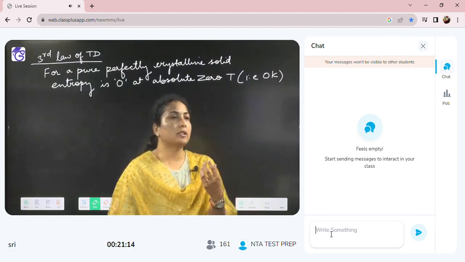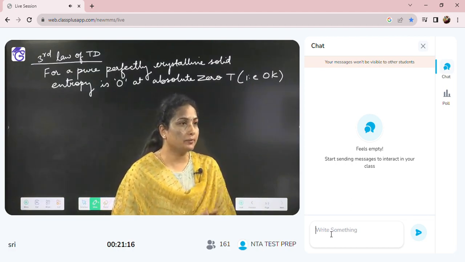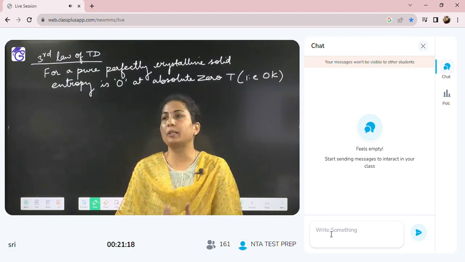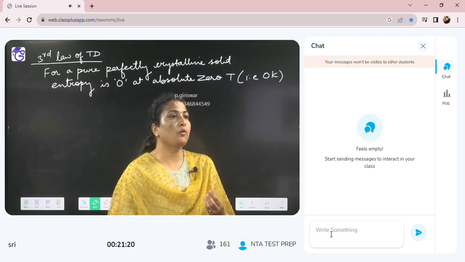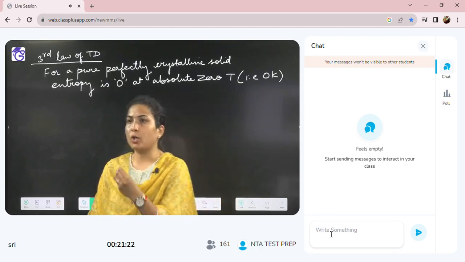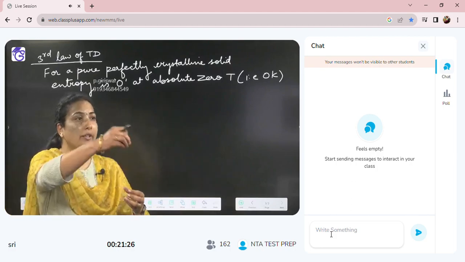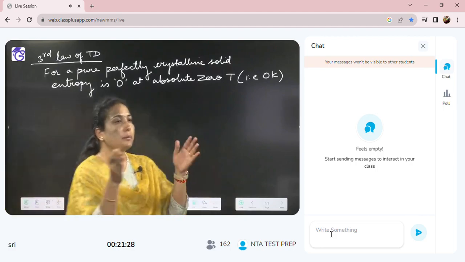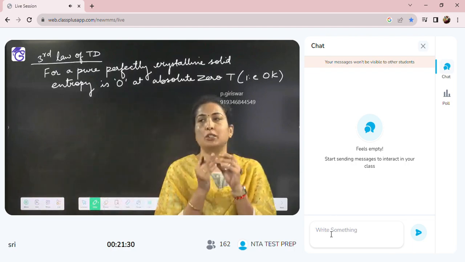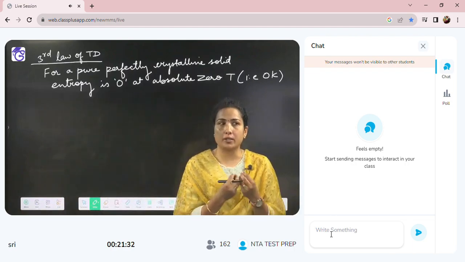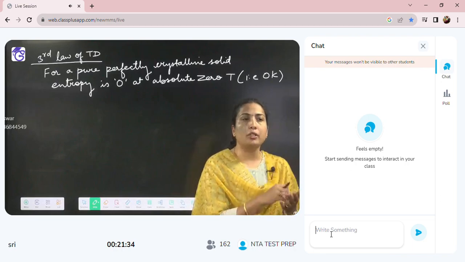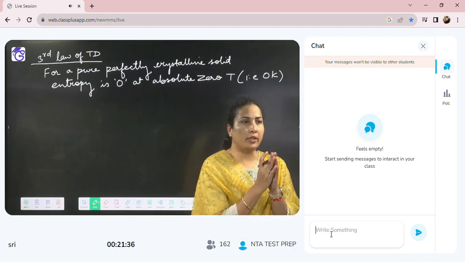Now the thing is, when you are having a crystalline solid, right? Crystalline solid means there is a regular arrangement of the atoms and ions present in that solid. Now you club these two scenarios together. That means you have a perfectly pure crystalline solid, where all the atoms and ions are in a regular arrangement.